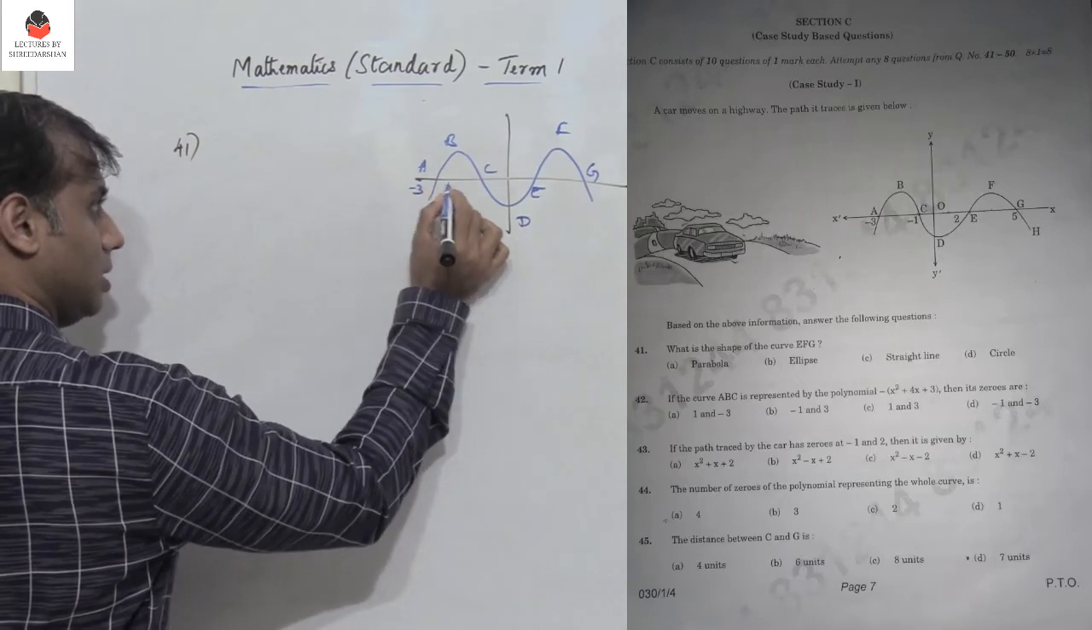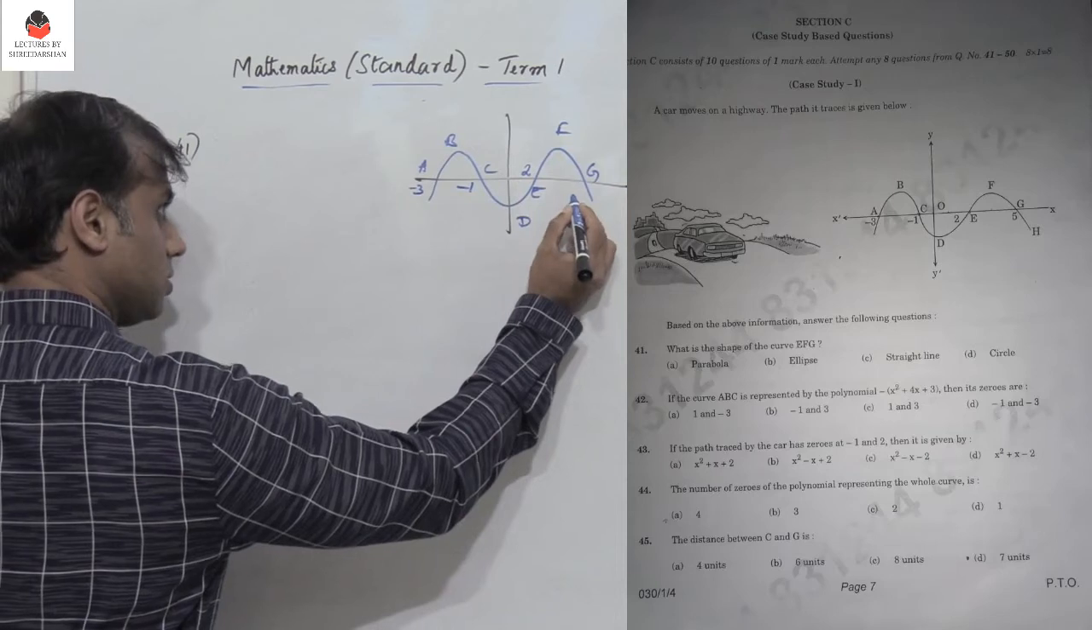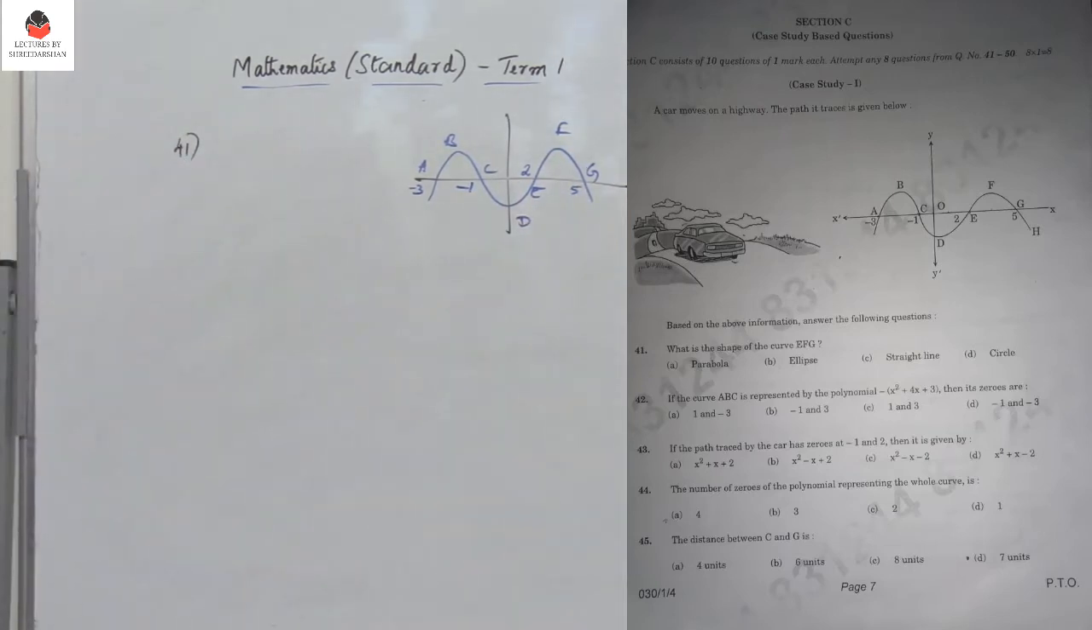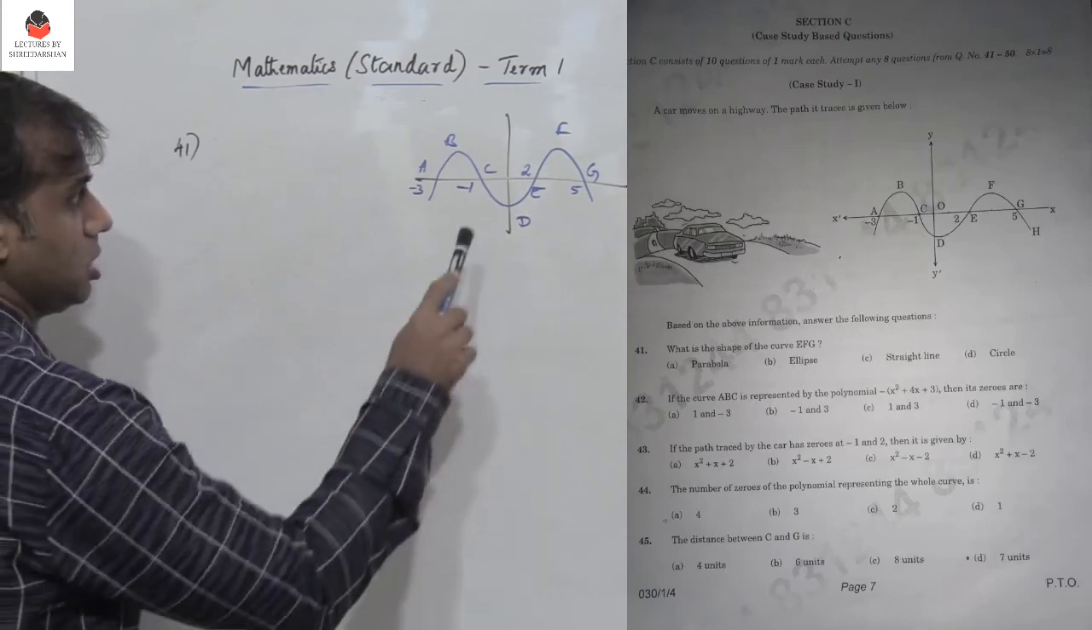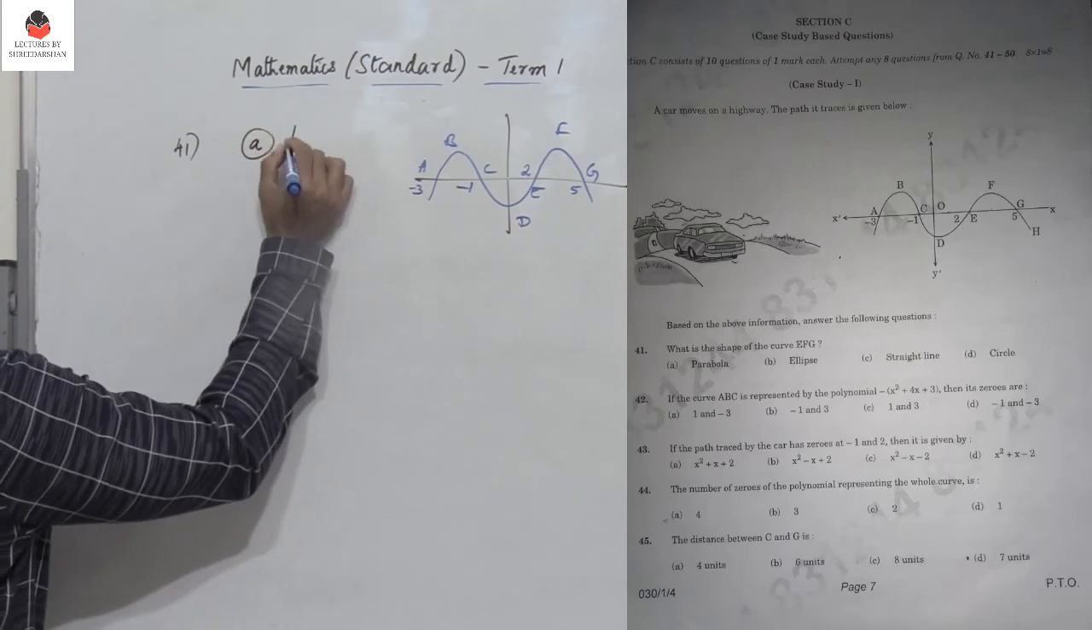And the values are -3, -1, right? And this is 2, and this is 5. So first one, what is the shape of E, F, and G? The shape of E, F, G is definitely a parabola. So it is option A, which is parabola.